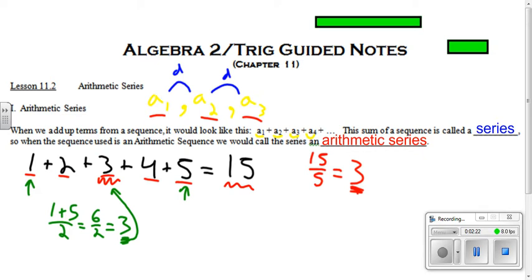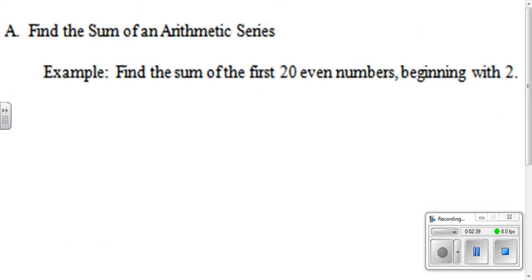So you would find the average of all your numbers times however many numbers there are. That equals the sum, or what we'd call the sum of this series. So keeping that in mind, that it's always going to be the average times the number of terms, if we wanted to find the sum of the first 20 even numbers beginning with 2, there's going to be a couple different formulas here we can find out.